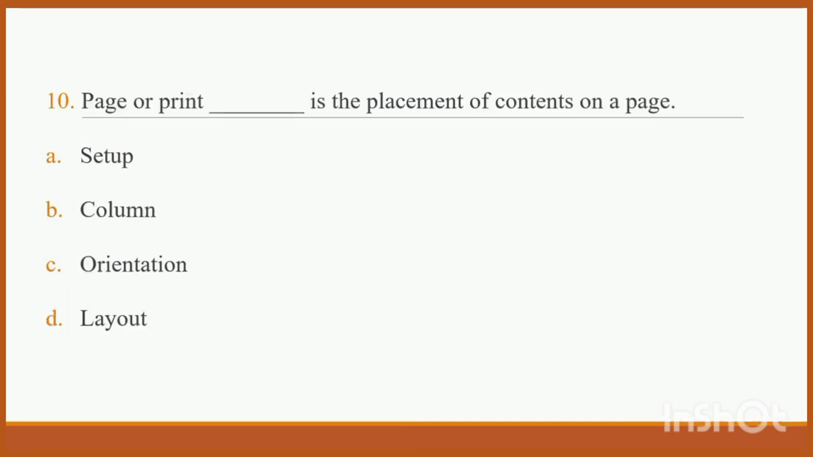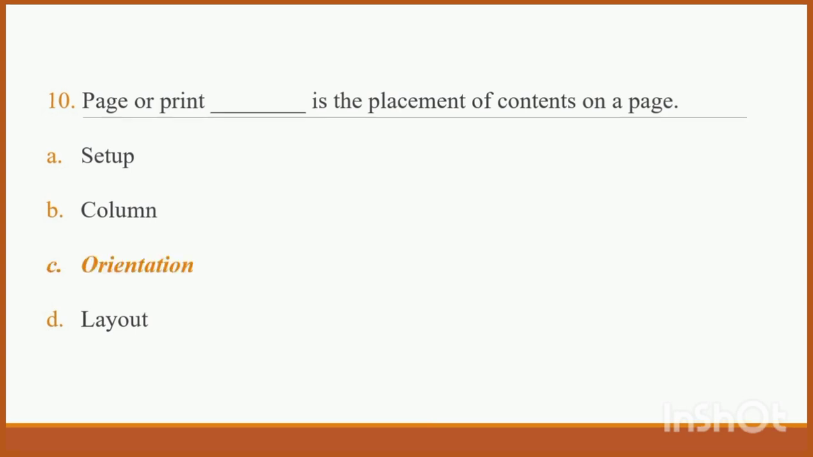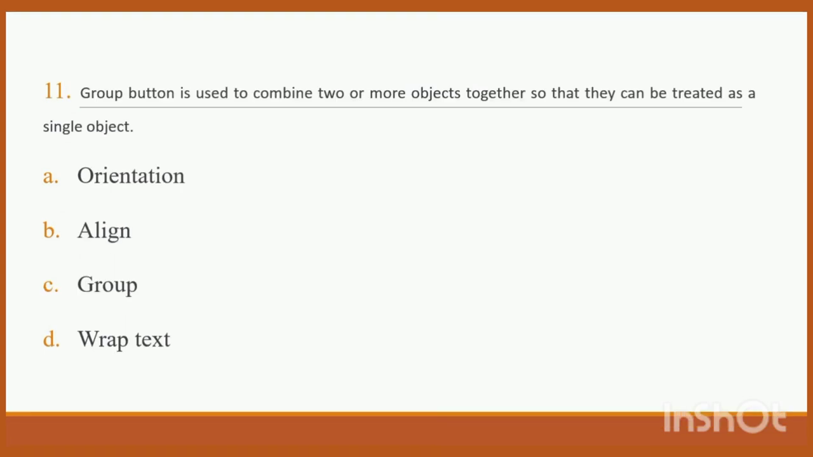Question 10. Page or print is the placement of contents on a page: option A, setup; option B, column; option C, orientation; option D, layout. Page or print orientation is the placement of contents on a page. Right answer C, orientation.